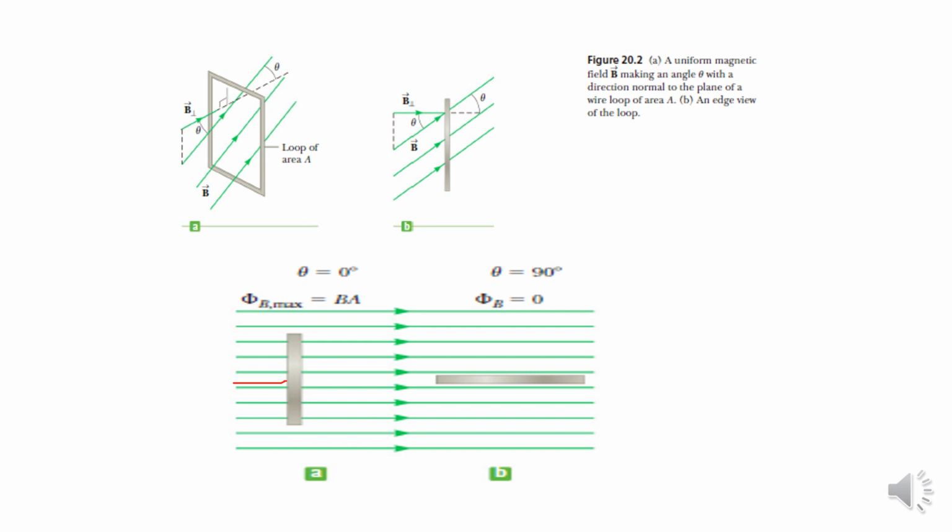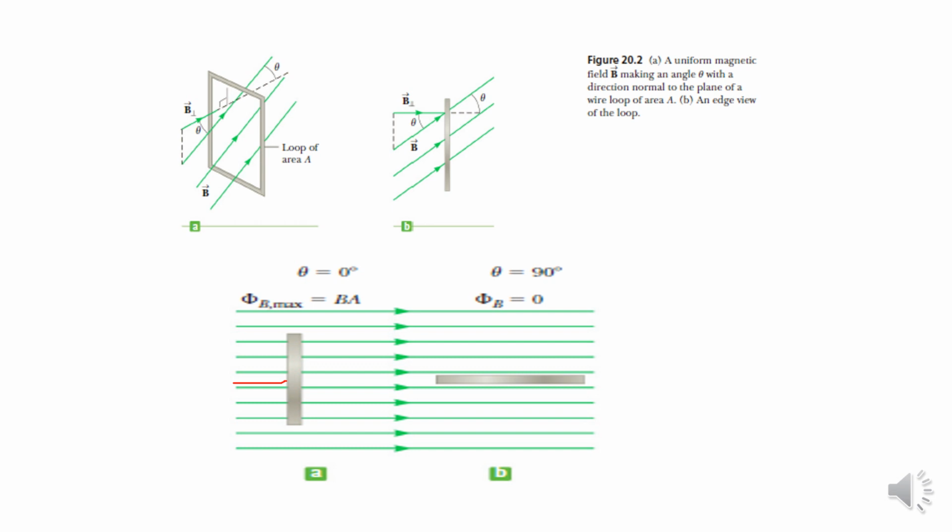So what is the flux here? Flux equals BA cos θ. Since it is parallel, the normal is making 0 degrees with the magnetic field, so cos 0 equals 1. From the diagram, there will be maximum flux hitting the surface area. That's why we get Φ = BA. You can see that the green arrow, which represents the magnetic field, hits the surface area at a maximum value.